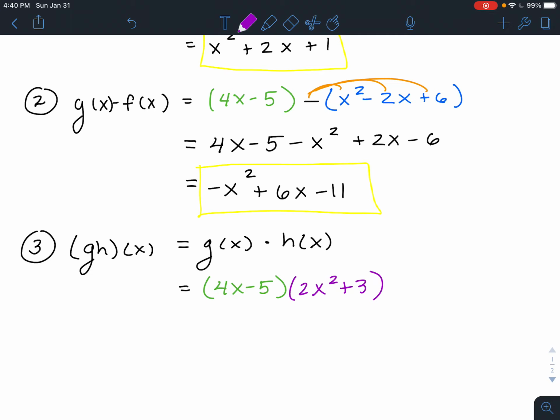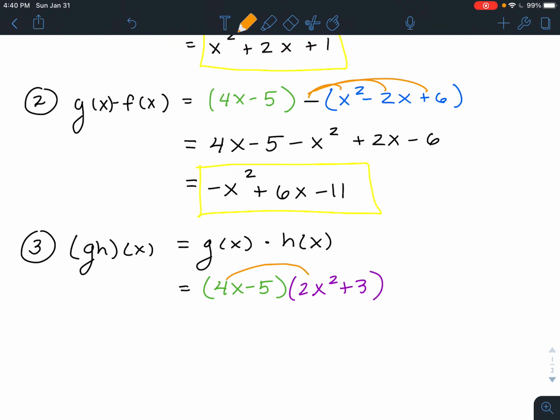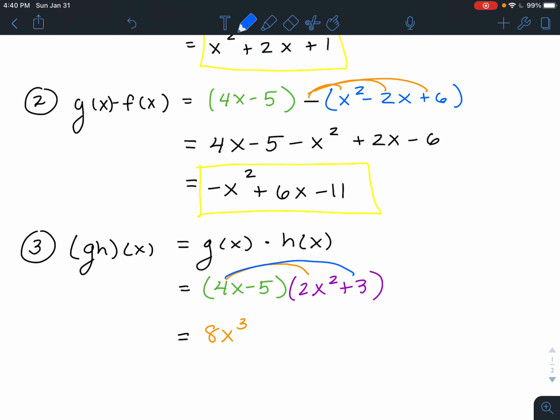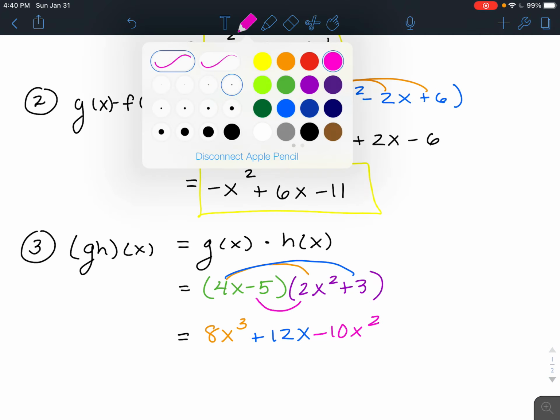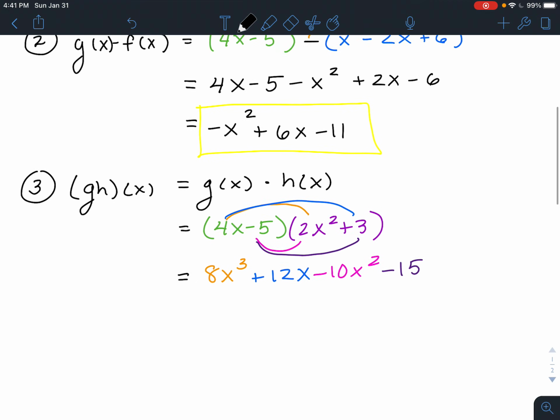You can use the box method or FOIL, distribute, however you want to think about it. I'm going to use distribute. So I have 4x times 2x squared, so that's going to be 8x cubed. And then 4x times 3, that's going to give me 12x. Negative 5 times 2x squared, so minus 10x squared. And what color haven't I used? Okay, we'll do dark purple here. Negative 5 times positive 3, so negative 15.